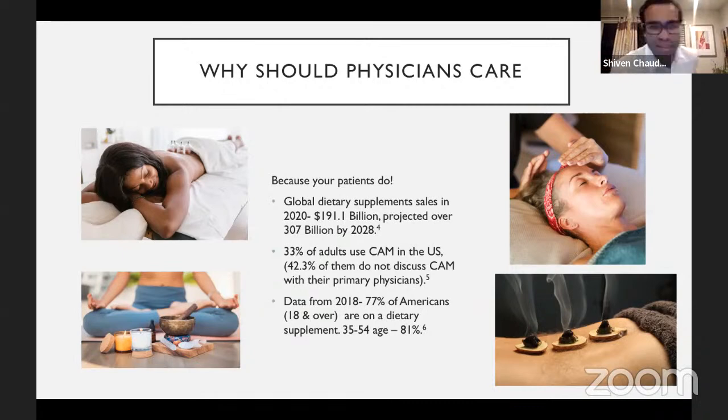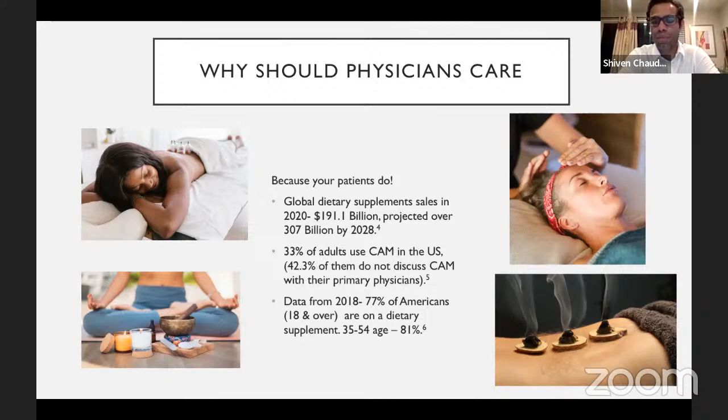Okay, now the other statistic that I think is interesting is that 33% of adults in the United States are actually using CAM therapies, which I told you guys is complementary and alternative medicine. Now, what is even more scary is that 42% of your patient population, and primary care physicians are sort of the gateway, will never discuss that they have this other part of their life where they get CAM therapy.